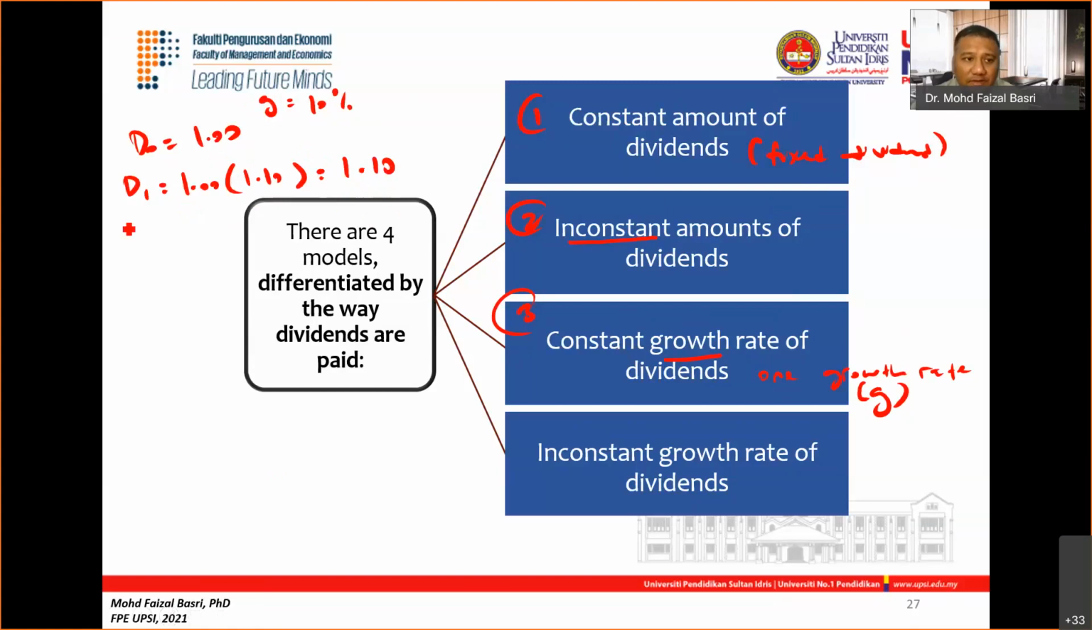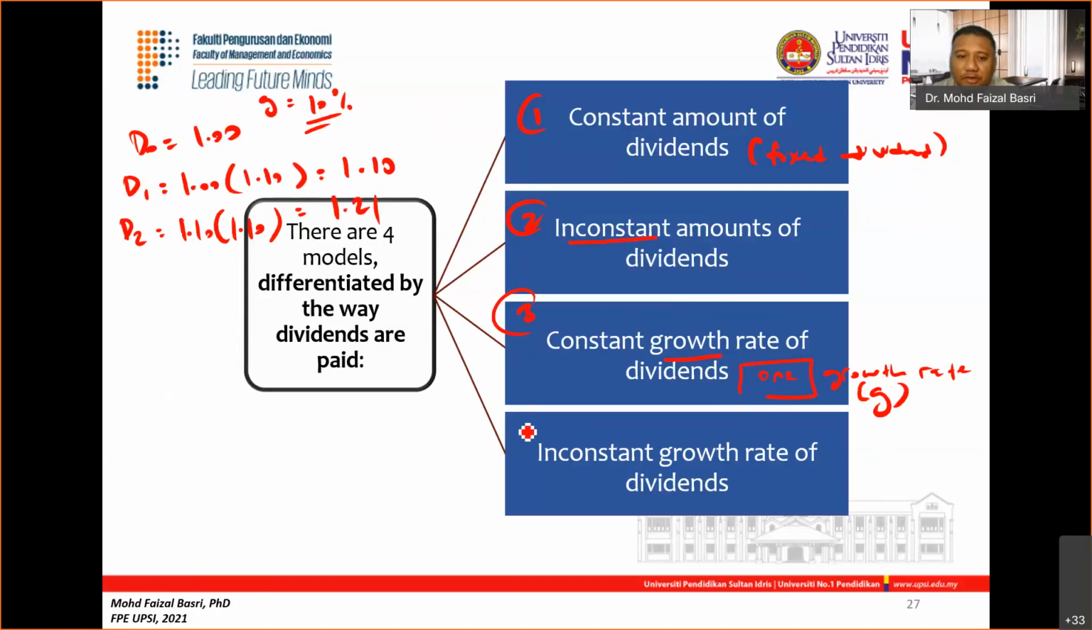So if you want to find the dividend for the second year, we're gonna increase this RM1.10 by another 10%, and it will be RM1.21. And it will keep on increasing by the same rate of growth, 10%. Again, this 10% is just an example. So the growth rate, we're gonna have only one. It's gonna be constant or fixed in terms of the growth rate.